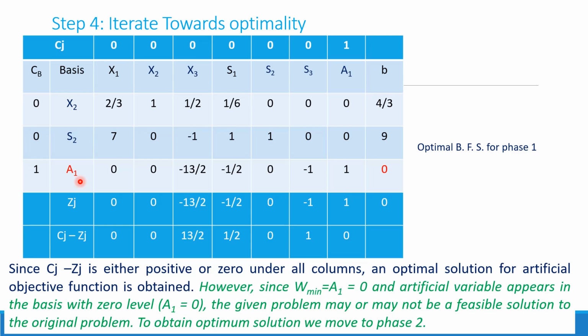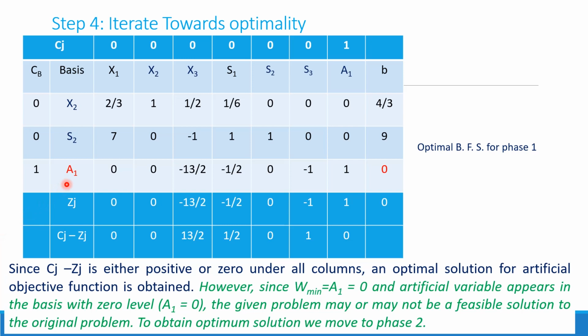Yes, you have written minimize W equal to A1. So W is equal to A1, and A1 is equal to 0. That means your W min is nothing but 0 here. Now if you see the value of Cj minus Zj here, everything is positive or 0. That means this solution is optimal for phase 1. This is the optimal basic solution for phase 1, since all the values are positive or 0. So phase 1 is now complete.